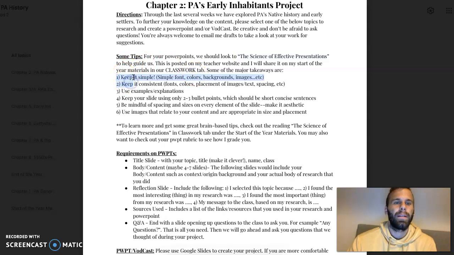So basically my summary of that is keep it simple, whether it's fonts, colors, backgrounds, images, keep it consistent. Use examples and explanations for your content. I think that's important because all too often kids just say something vague and we're not really sure what it means. So try to analyze and explain things, please. That's just some higher order thinking.